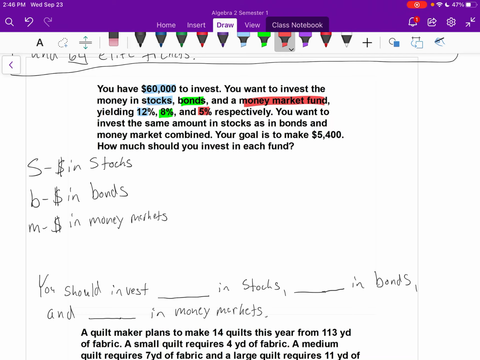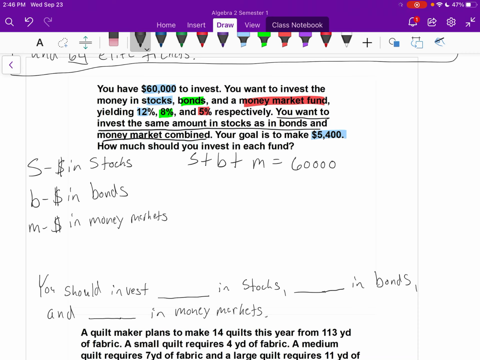So now we also have another total in there. We want to make a total of $5,400, and then finally we're going to get that last equation from this sentence here. But now if you think about it, let's look at that first total. We're investing a total of $60,000. That total would be a combination of the money we put in stocks, bonds, and money markets. We don't know that specifically yet, but we do have a way to represent it with S, B, and M. So combining those three variables to get that $60,000.